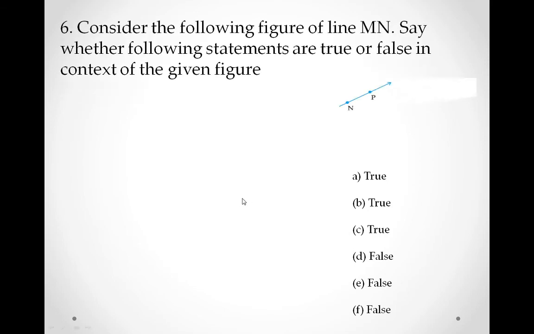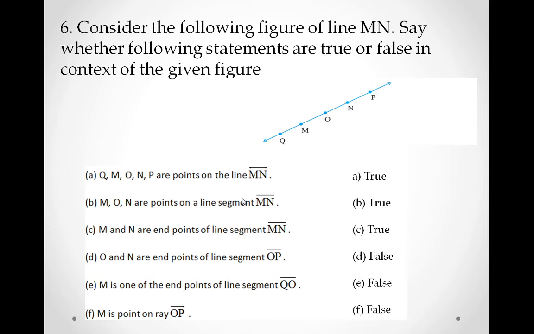Consider the following figure of line MN. Look at here, this is the figure of line MN. Say whether the following statements are true or false in the context of the given figure. Q, M, O, N, P are points on the line MN. Okay, MN is just a part, but a line can be extended from both ends. So we consider the total line as MN, and all these are points on MN. So this is true.